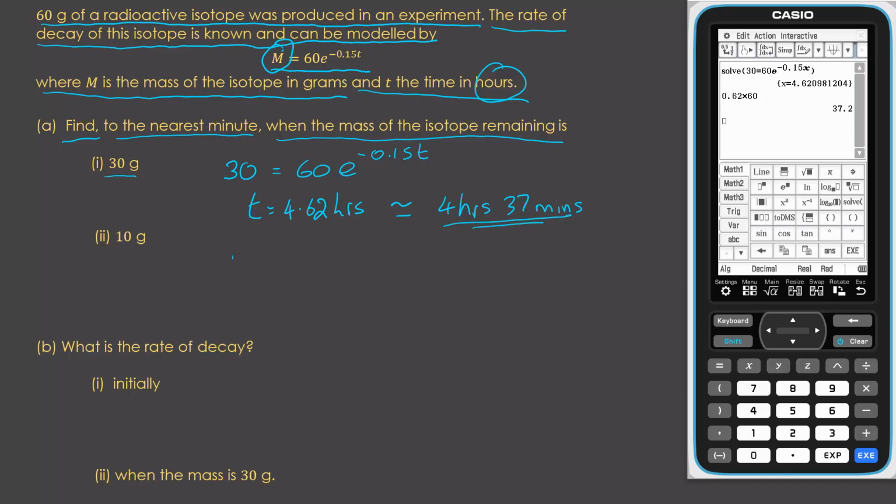Then we're going to do the same thing for 10 grams. Just put 10 equals 60 e to the negative 0.15 t and solve on the class pad. So we'll just edit this one, make that a 10, and that's 11.945. And so I'll do 0.945 times 60, and that gives me 57 minutes. So we've got 11 hours and 57 minutes.